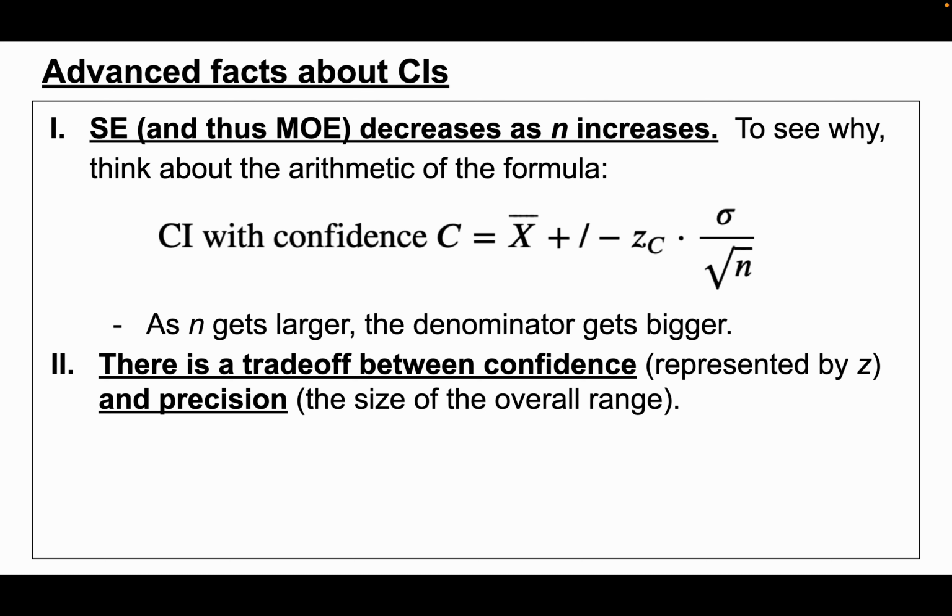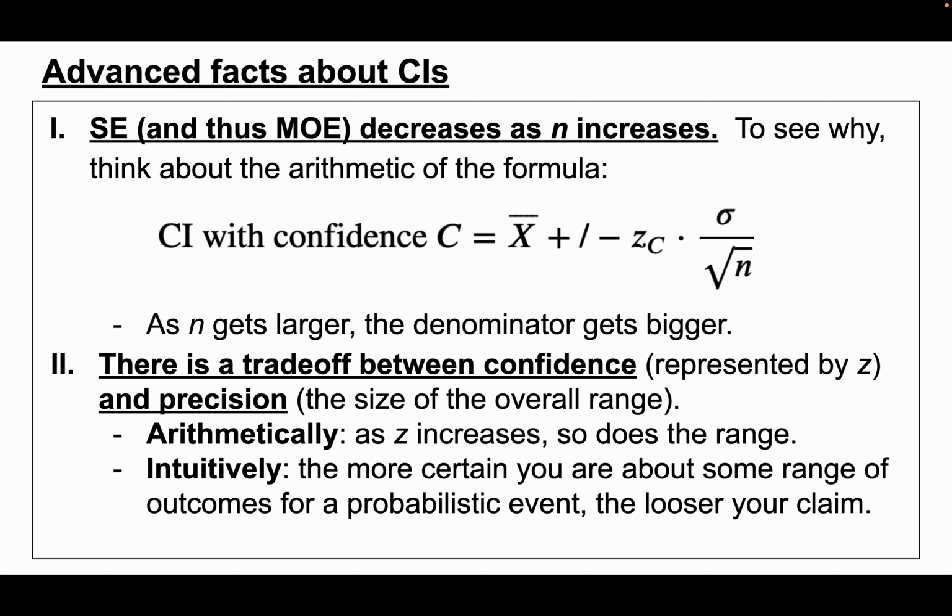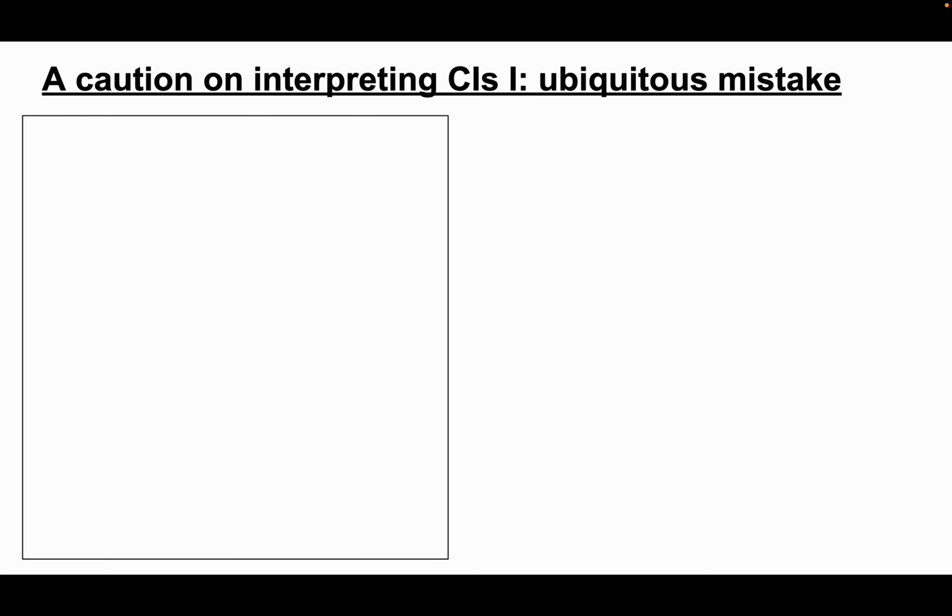Second fact, there's a trade-off between confidence and precision. Confidence is represented by z, and precision is represented by the size of the overall range. So if we want to be more confident and say, well, we definitely captured the parameter in here somewhere, almost certainly, we would need to blow z up very big. But the precision would suffer as a result because the entire interval gets larger. That's pretty intuitive. Arithmetically that's the case, but intuitively, the more certain you are about some range of outcomes for a probabilistic event, the looser your claim is just going to have to be.